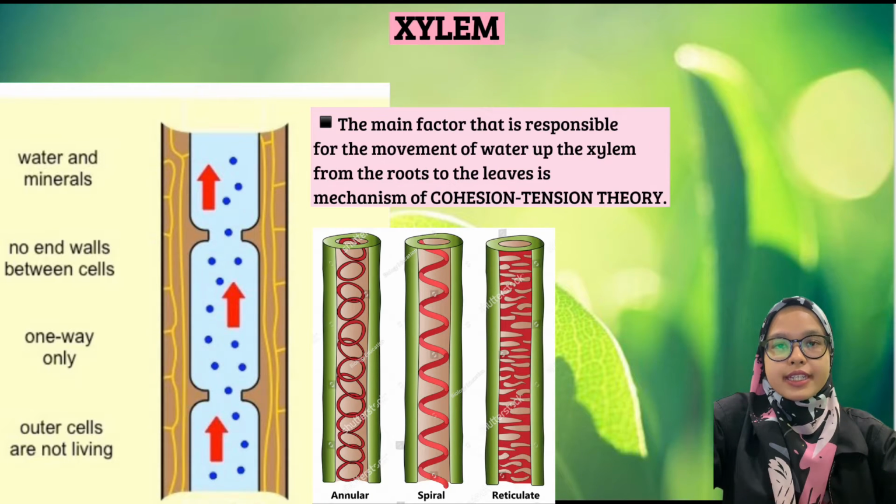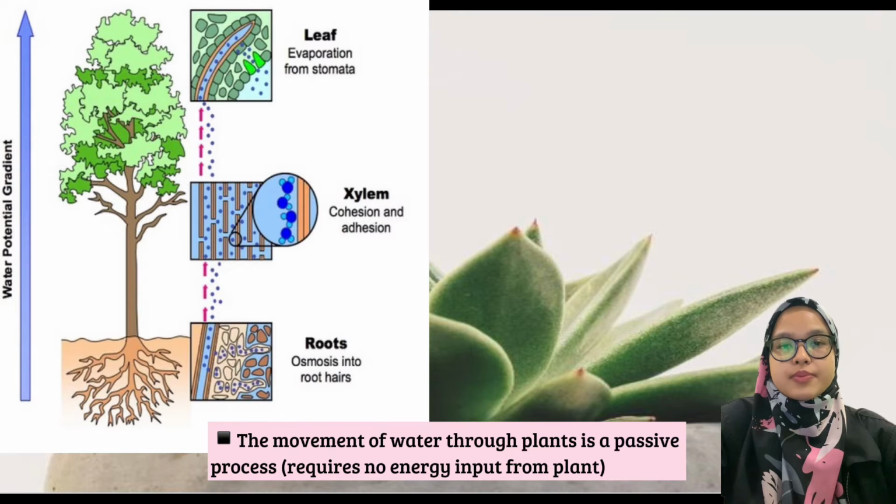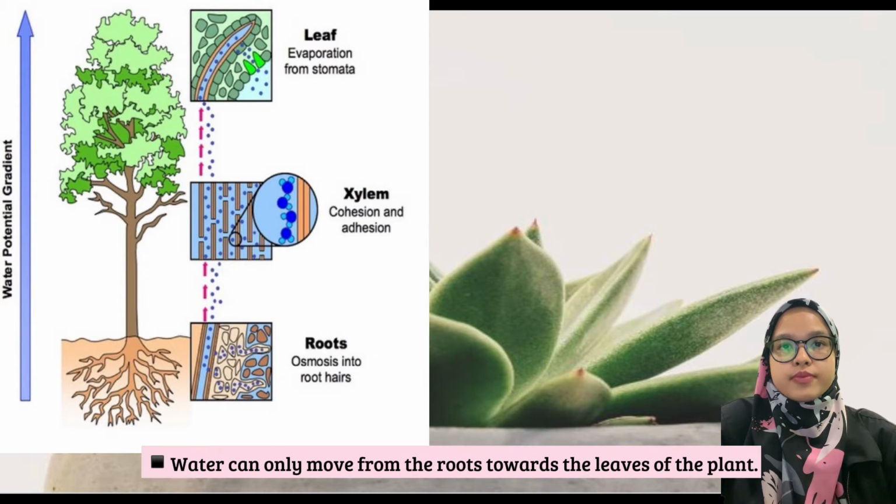The main factor that is responsible for the movement of water up the xylem from the roots to the leaf is the mechanism of cohesion-tension theory. What is cohesion-tension theory? It is the theory used to explain the movement of water and mineral ions in plants. The movement of water through plants is a passive process which requires no energy input from the plant. Water can only move from the root toward the leaf of the plant.